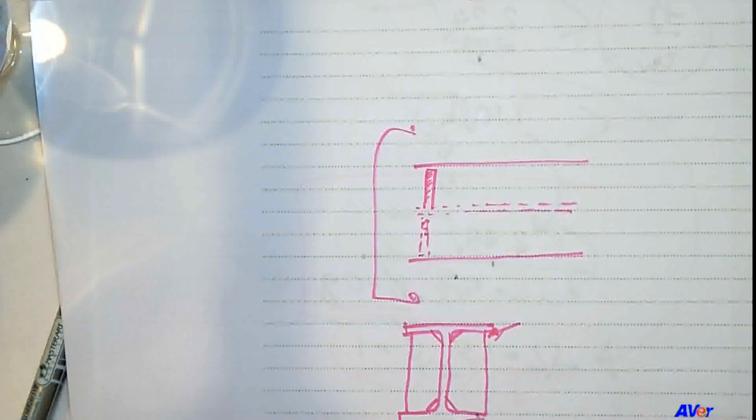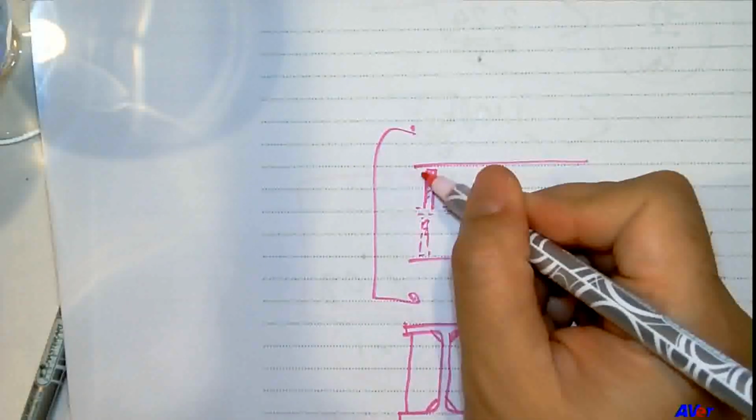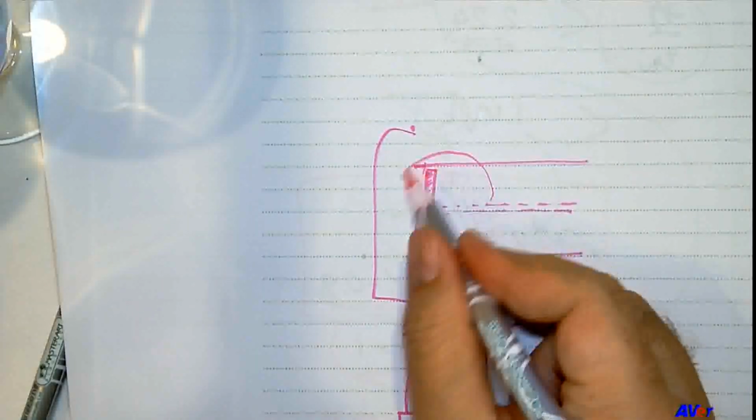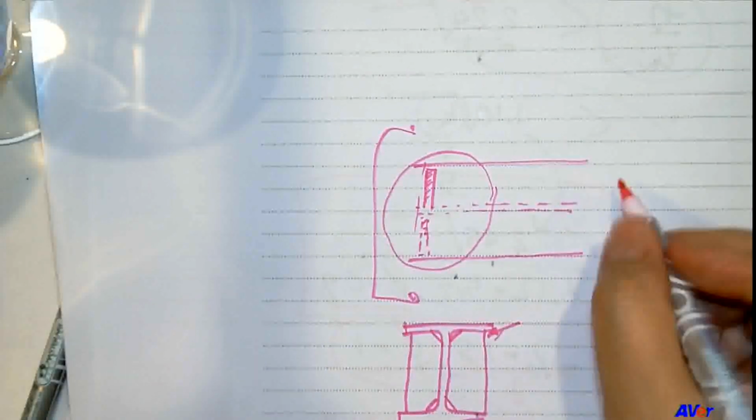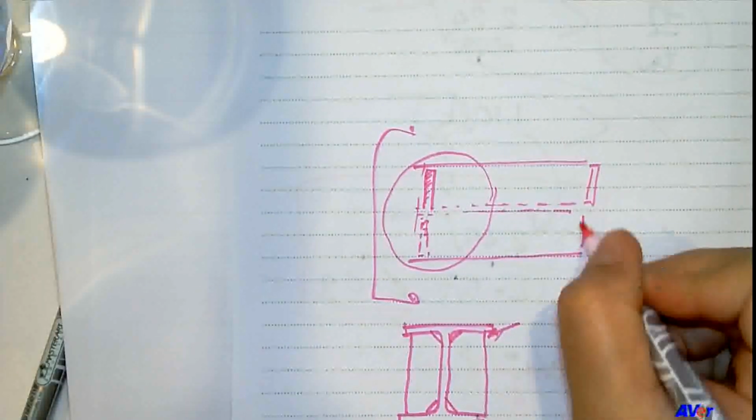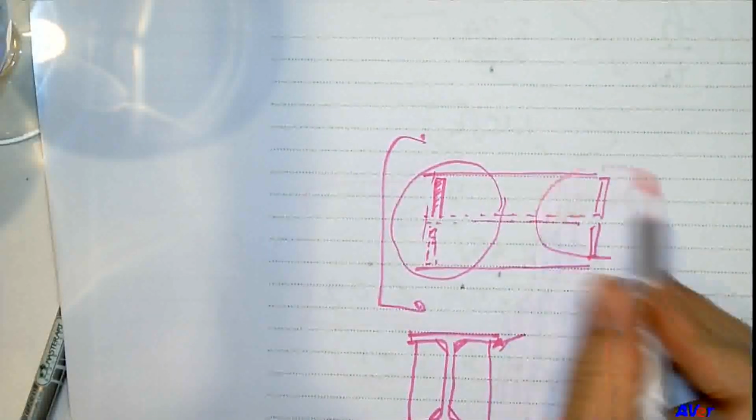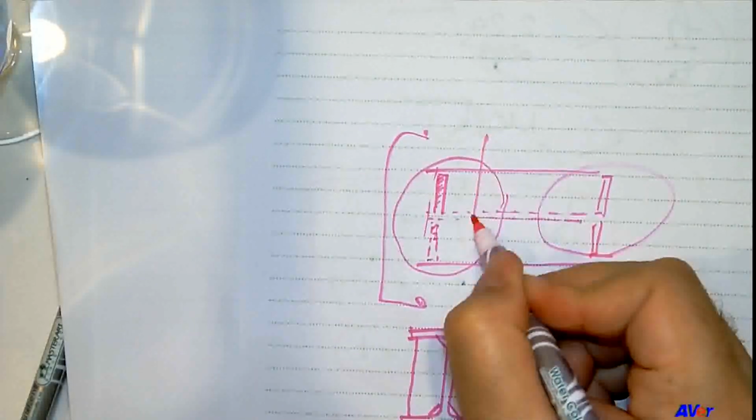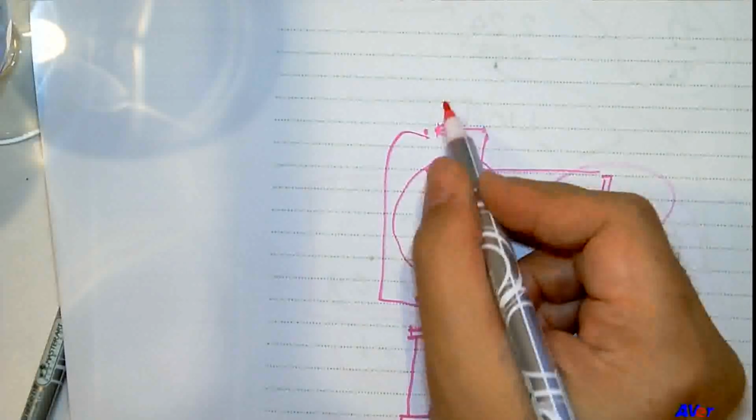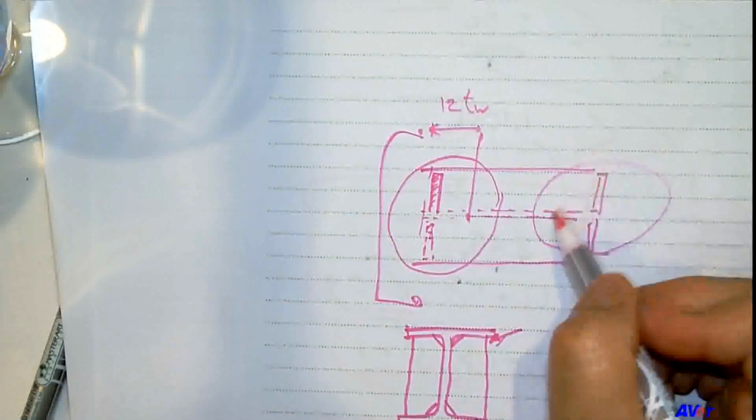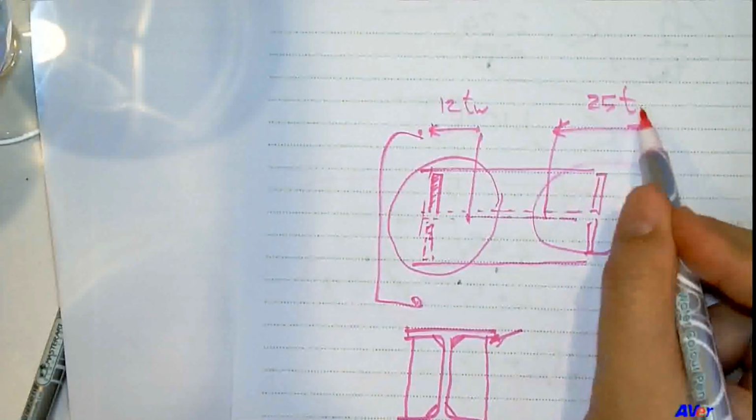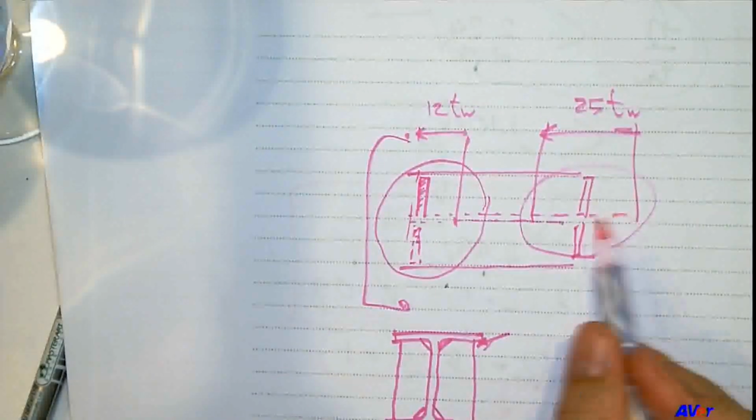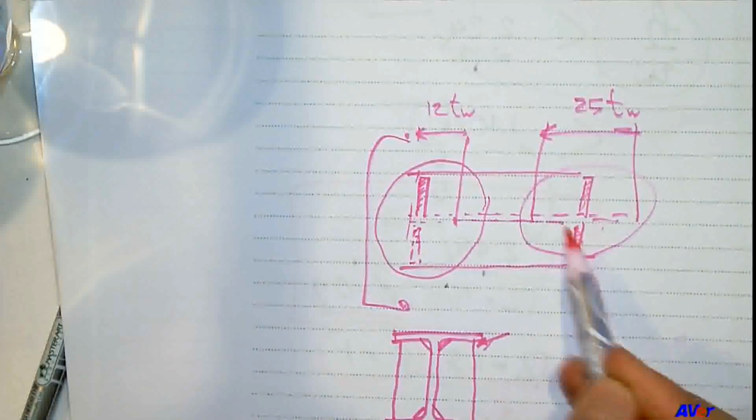Okay? So when you have that, this is like a column with the cruciform. Or if you have the bearing stiffener inside, your cruciform looks like this. You can use the help from the web a little bit. This is 12 tw, and if it's inside, that is 25 tw. And you check the strength of this column. Okay?